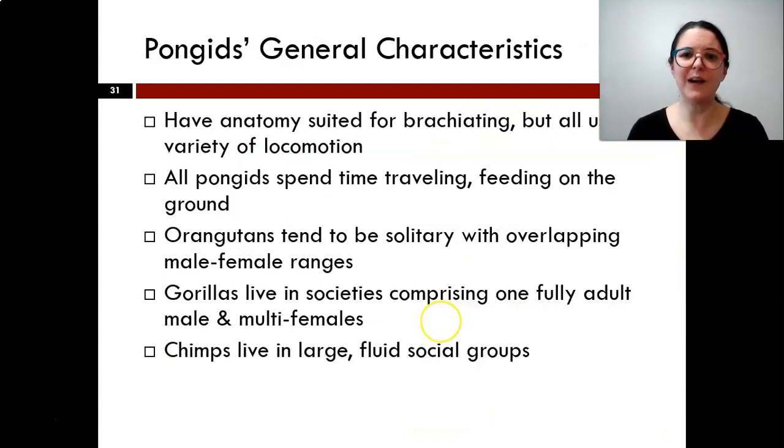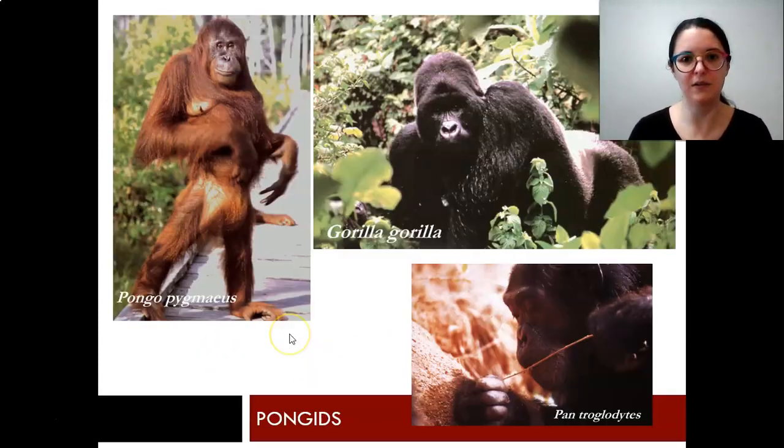So just to summarize that, what we see with the pongids is anatomy for brachiation, but using all varieties of locomotion to get around in their environments, and that's what makes them really successful, right? Spending time both in arboreal and terrestrial environments. And then we see some differences in terms of their social organization. Again, we'll talk about this a little bit more on the board when I can show what these different kinds of social organization and territory ranges look like in practice.